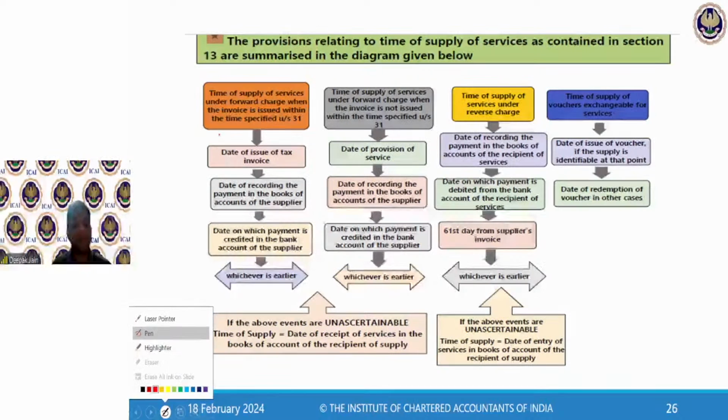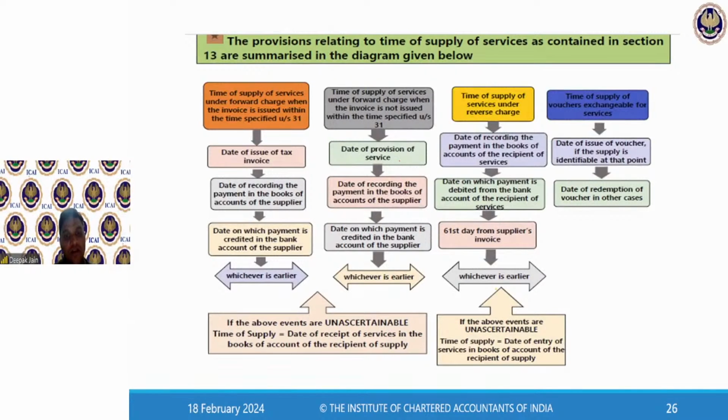In case of supply of services, time of supply under forward charge: date of issue of invoice, or the date of payment. Date of payment means when you record the payment or when the payment is credited. Because sometimes you may say that you have not recorded it in the books as payment. That doesn't matter. The date in your bank statement will be there. Whichever of these is earlier will be the time of supply. In case of supply of services under forward charge where an invoice is not issued, date of provision of service or date of recording of payment, whichever is earlier. Okay.